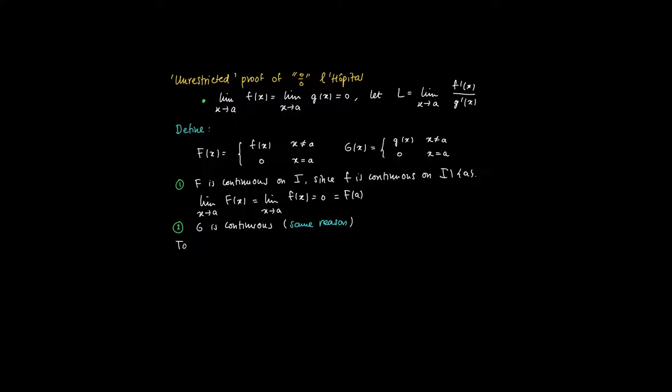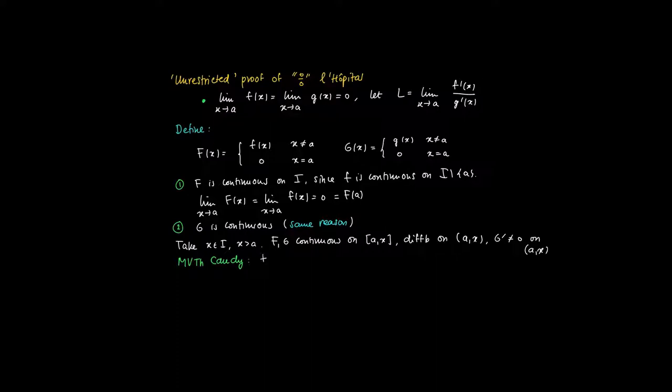Now take some element in the open interval I and take x larger than a. Now capital F and capital G are continuous on the closed interval [a, x] and differentiable on I, so also differentiable on the open interval (a, x). And furthermore, we assume that g prime is unequal to 0 on (a, x). Well, we don't assume it. We know that g prime of x is unequal to 0 on (a, x). So capital G is differentiable and has a derivative unequal to 0.